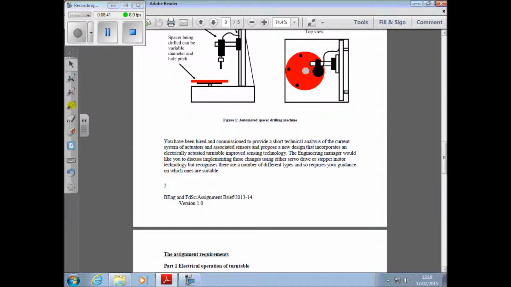We've already seen that there are 3 different general types of stepper motor, and there are other different things that you can do with those that I've left you to go out and research. And there are different types of servo drive, and they work in a completely different way, which I'm leaving you to find out about as part of this assignment.